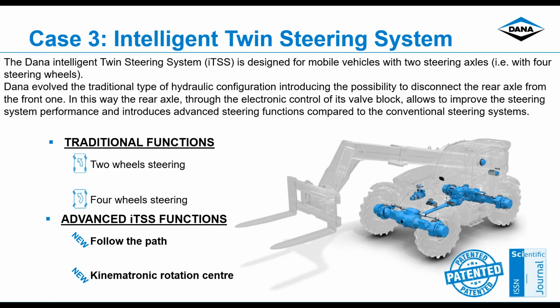These sentences are extrapolated from the specific publication where this Dana solution, which is already patented, is presented. In fact, while the traditional functions implemented on two-steering-axle mobile vehicles are either two-wheel steering or four-wheel steering, the ITSS system adds two more advanced functions, like follow the path and the kinematronic rotation center, that I will explain in the next slide.